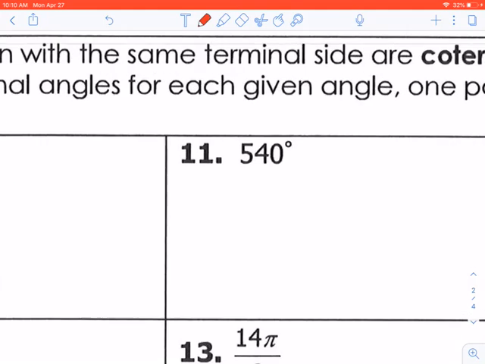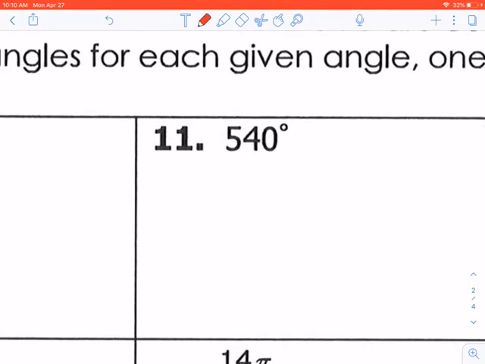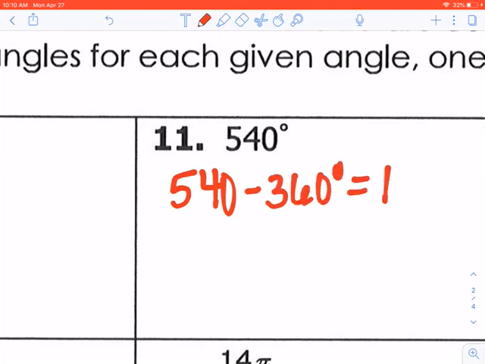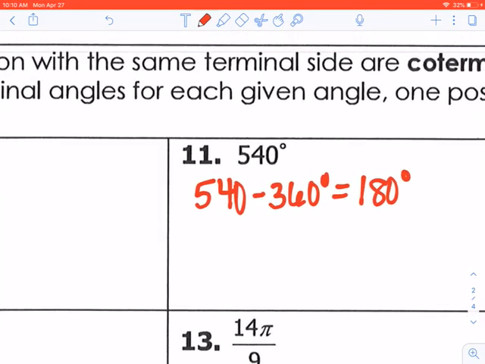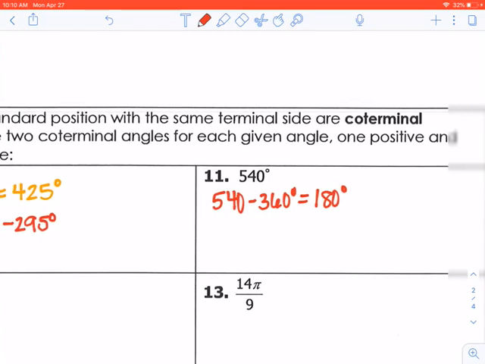This next one, 540 degrees, okay? It's already made one revolution, so let me subtract my 360 degrees and I get 180 degrees, okay? And so you have 540 minus the 360 is 180 degrees, okay?